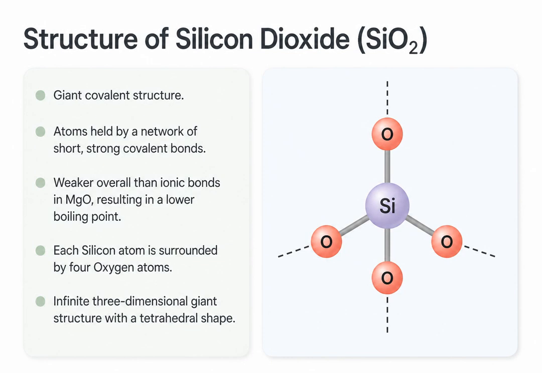Silicon dioxide presents a different case. It exists as a giant covalent structure. Instead of an ionic lattice, the atoms are held together by a vast network of short, strong covalent bonds. While these individual bonds are strong, the overall network requires less heat energy to break apart compared to the strongest ionic bonds, which is why silicon dioxide has a lower boiling point than aluminum oxide. Structurally, every single silicon atom is covalently bonded to 4 oxygen atoms, creating an infinite three-dimensional tetrahedral network.